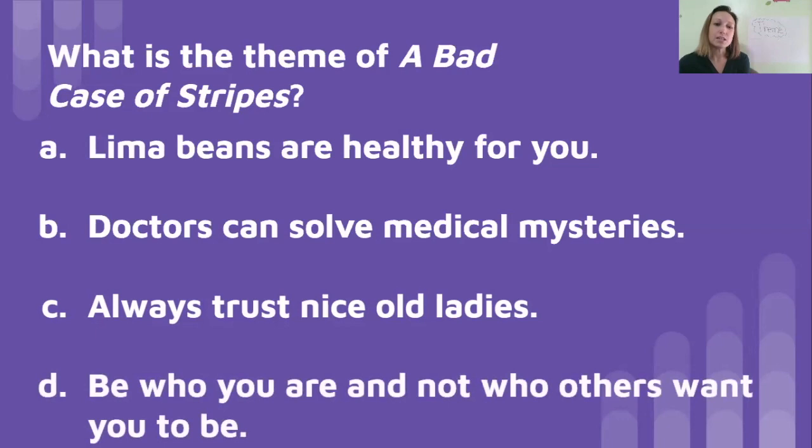Let's look at D. Be who you are and not who others want you to be. Was the topic of this book being yourself? Do we know that Camilla would not be herself and she kept changing to fit who others wanted her to be? Did that work out very well? It didn't work for her. It wasn't until she decided to eat lima beans that she turned back into her old self. So a good theme is be who you are and not who others want you to be. Be yourself, not who others want you to be.